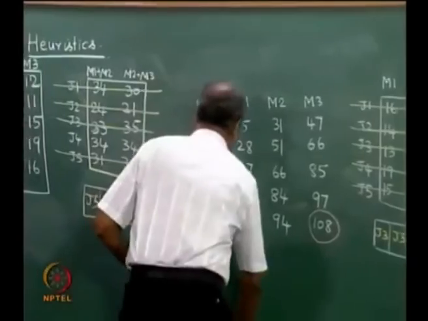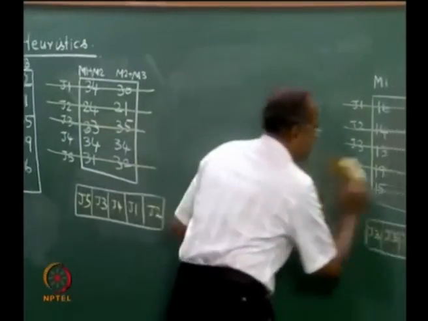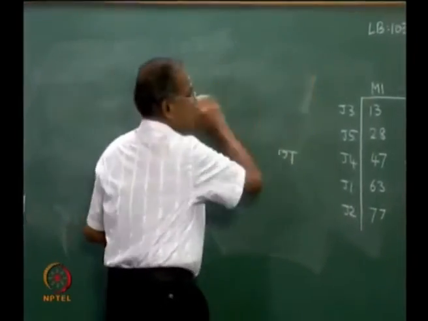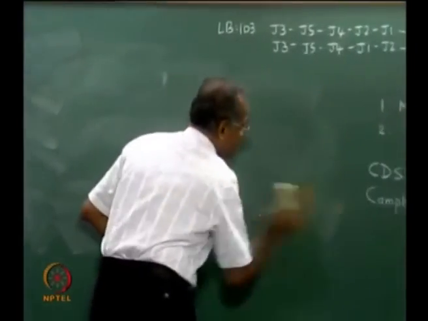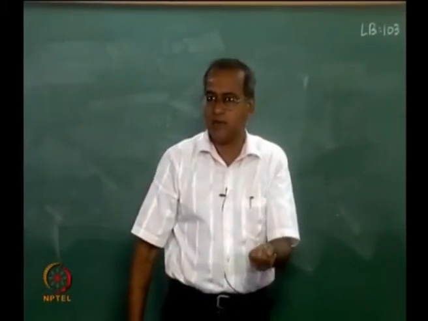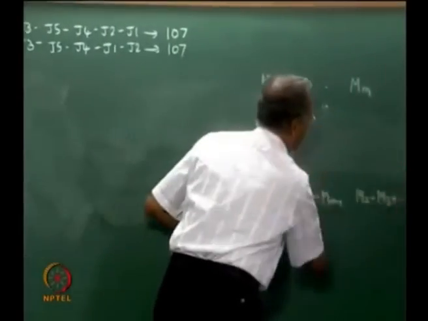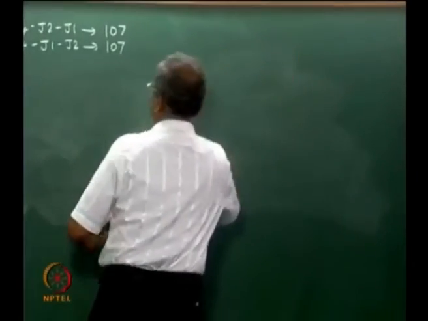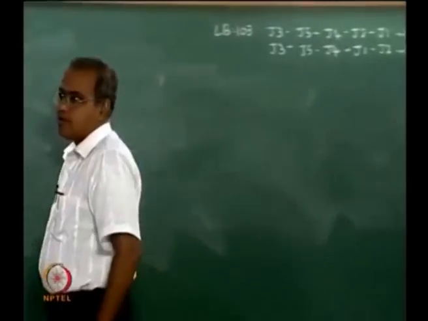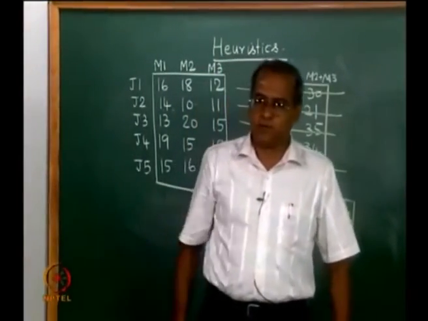Now, let us look at one more heuristic algorithm and see whether we can get a solution which is better than 107. The goodness is once again 107 minus 103 by 103. So, we have not made too much of an improvement. For this particular example, the CDS gives the same value of the make span as that of the Palmer.